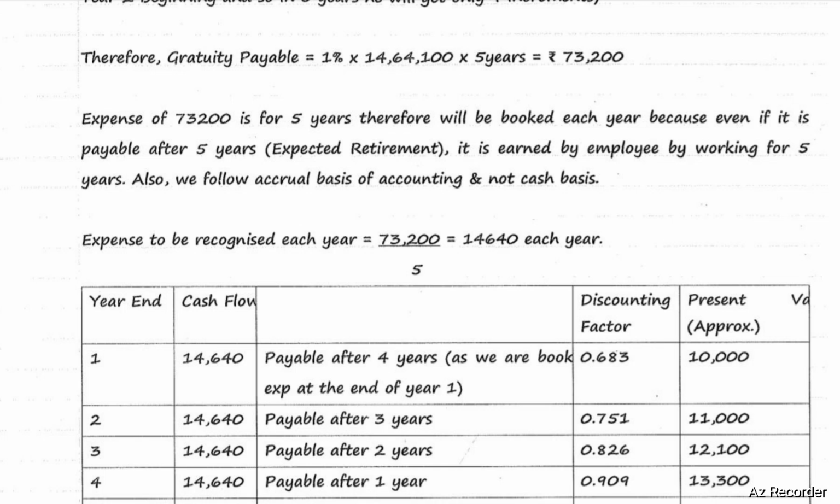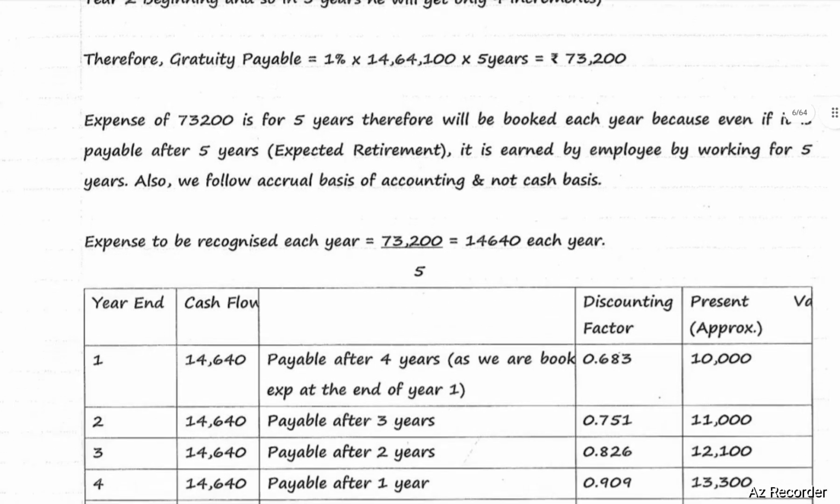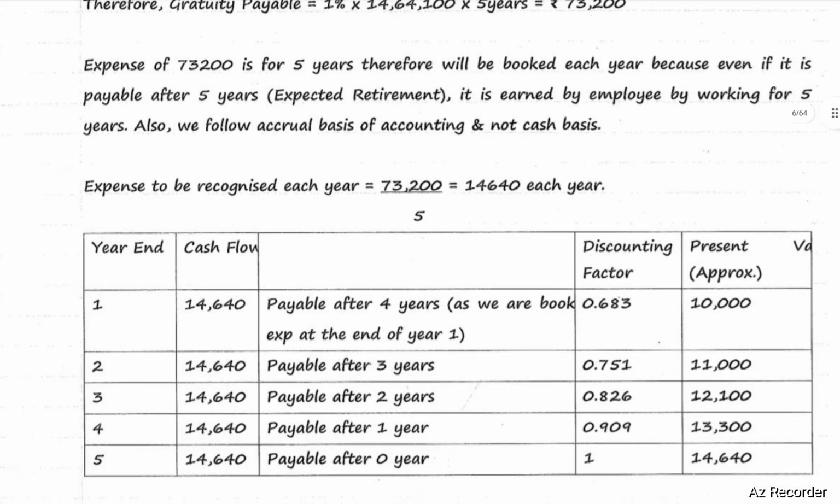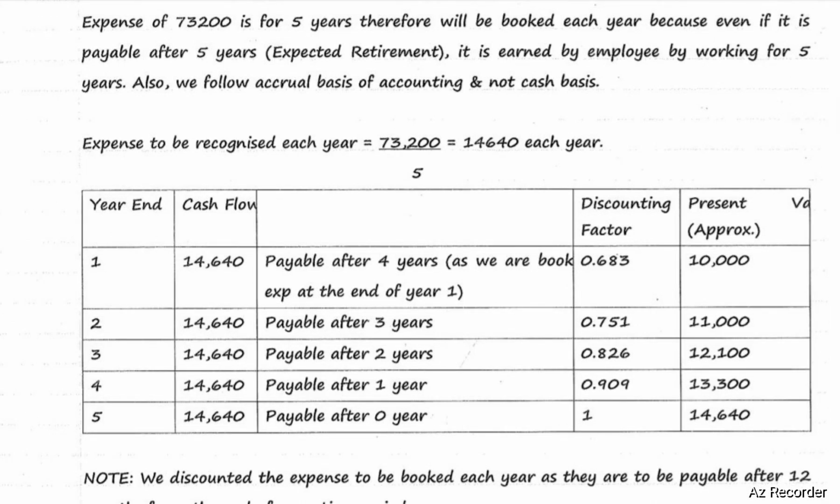Expense of 73,200 is for 5 years. Therefore, it will be booked each year because even if it is payable after 5 years at the time of expected retirement, it is earned by employee by working for 5 years. Also, we follow accrual basis of accounting and not cash basis. Therefore, expense to be recognized each year will be 73,000 divided by 5, which will be 14,640 each year. So, year 1 cash flow will be 14,640 payable after 4 years, as we are booking expense at the end of year 1. The discount factor is 1 by 1.10 whole to the power 4, which comes to 0.683.